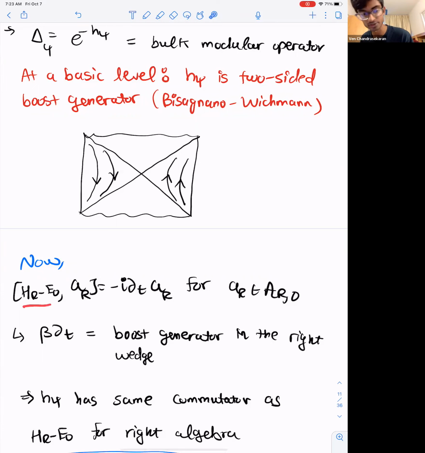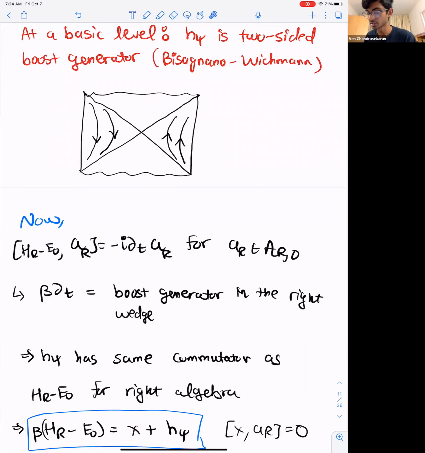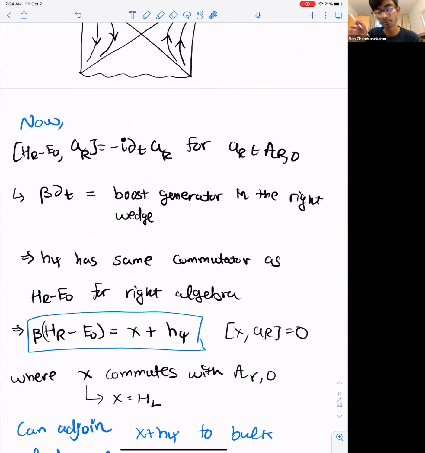Now, the commutator of the Hamiltonian with any operator in the right algebra is just the time translation of that operator. And as we know, time translations in the bulk are related to boosts in the right wedge. In particular, beta times partial t is just the boost generator in the right wedge. So the two-sided boost operator, H psi, in the bulk has the same commutator as the one-sided Hamiltonian for operators in the right algebra. So what do I mean by that? I just mean beta times (H_R minus E_0) is equal to H psi up to a term that commutes with everything in the right algebra.